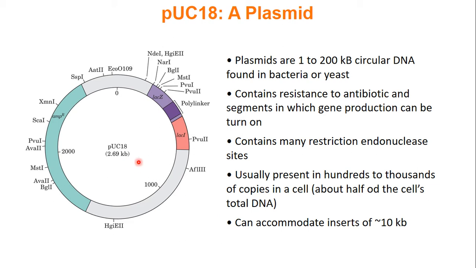And here is a very common plasmid in molecular biology or biochem. It's called pUC18, and it usually goes into E. coli.